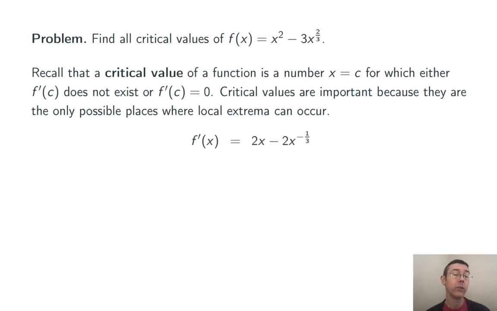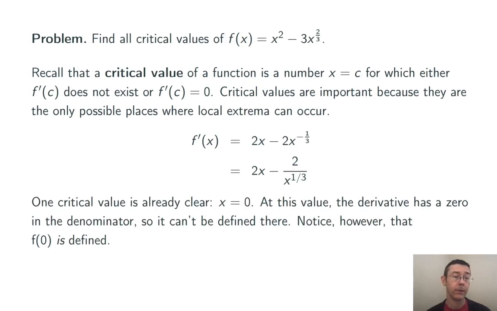So to answer this question, we're going to need a derivative. We're going to set it equal to 0, and we're going to figure out where it does not exist. Here, f prime is 2x minus 2x to the negative 1/3, which can be rewritten, if we like, as 2x minus 2 over x to the 1/3. We can already see one critical value, x equals 0. At that value, the derivative has a 0 in the denominator, and so it's not defined at that point.